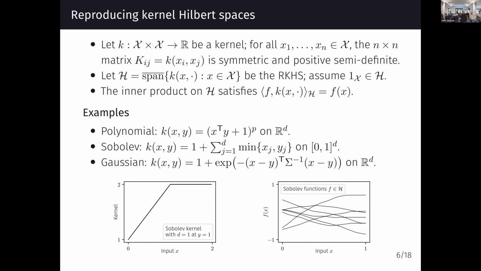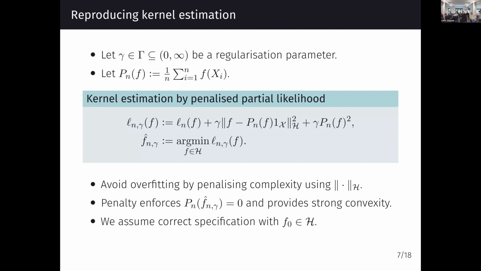So now that we've defined this class of functions, this reproducing kernel Hilbert space of functions, we can use it in order to optimize over, in order to fit our model. So I'm going to write gamma to be a regularisation parameter. This is just controlling the complexity of the model, making sure we don't overfit. And I'm going to write Pn for the empirical measure. So this is just 1/n sum over i of f of xi. And we already have our negative partial log likelihood ln. And so I'm going to write down this loss function.